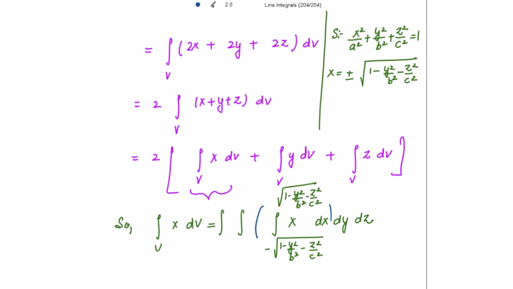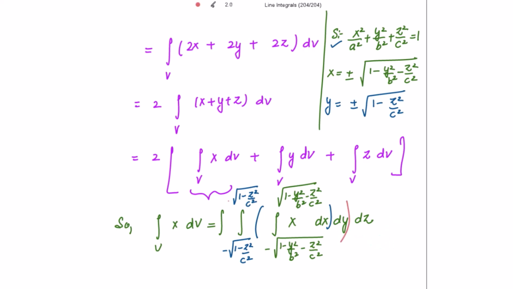Now this innermost integral is over. We are interested in yz. For yz plane, we take x to be equal to 0 in this surface and get the limits of y in terms of z. So we get y to be equal to plus minus square root of 1 minus z square over c square. So the limits of y become, the lower limit is negative of square root of 1 minus z square over c square, and the upper limit is square root of 1 minus z square over c square. Is it fine? Okay. Alright.